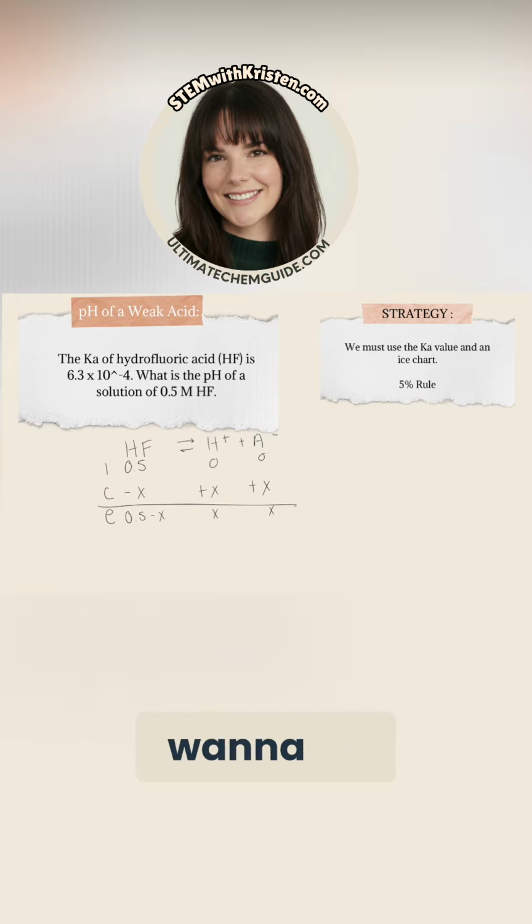So what we want to do is set that equal to our Ka expression, or input those into our Ka expression. So we've got H plus, A minus, products over our reactant, so the acid, and then we're going to input the values that we get at equilibrium.